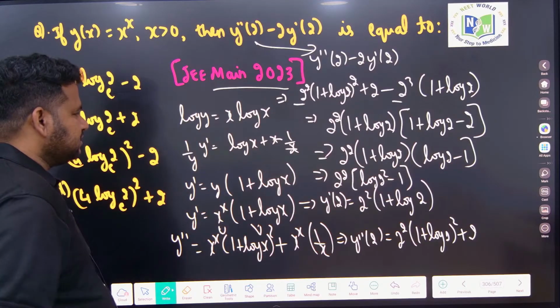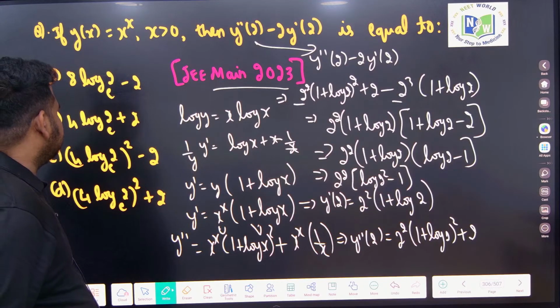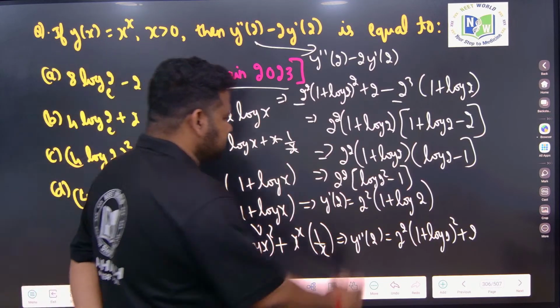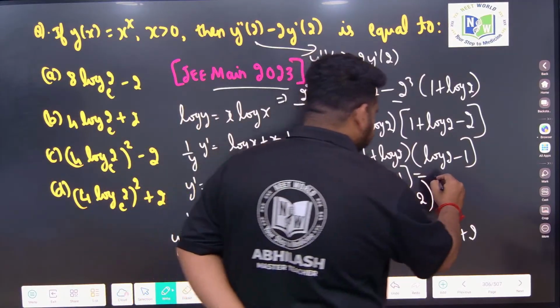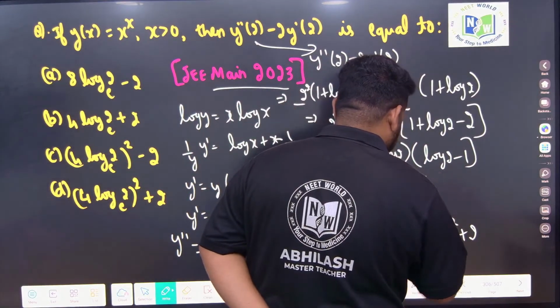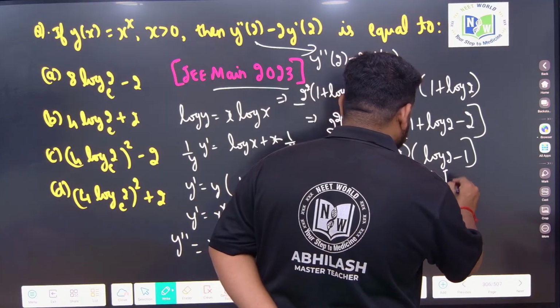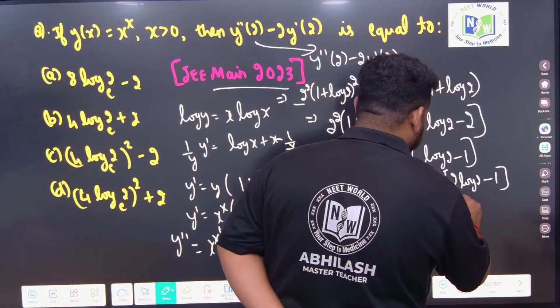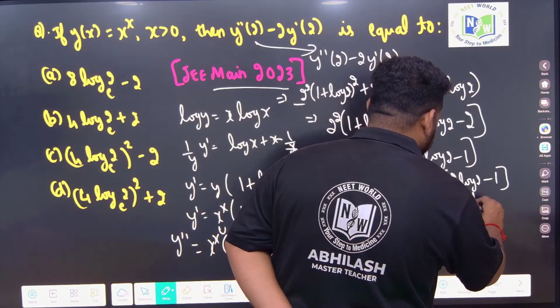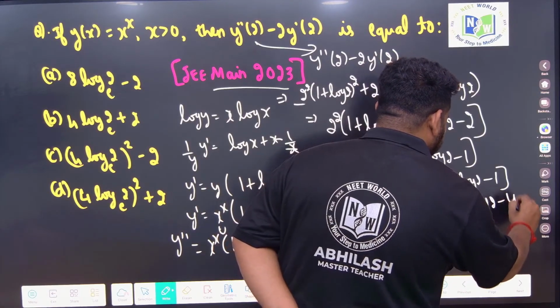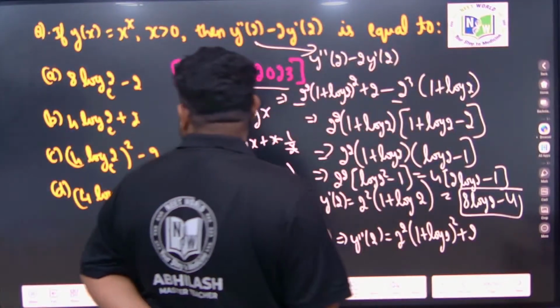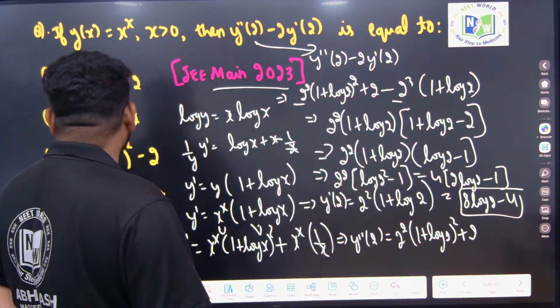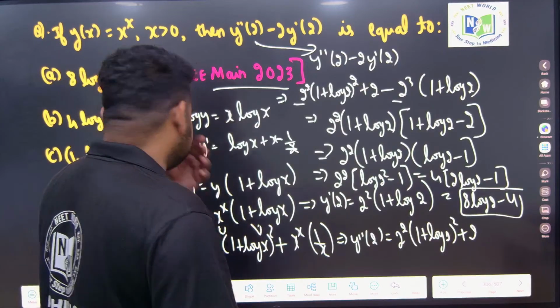So we can write it as 2 square into log 2 square. Log 2 square means this 2 will come outside. I can multiply: 2 square is nothing but 4, and 4 into (2 log 2 minus 1). So if I multiply, 4 into 2 is 8 log 2, minus 4. So 8 log 2 minus 4 should be the answer.